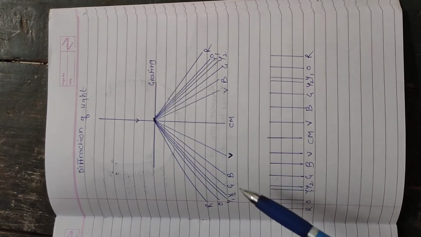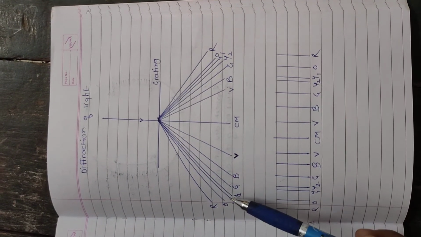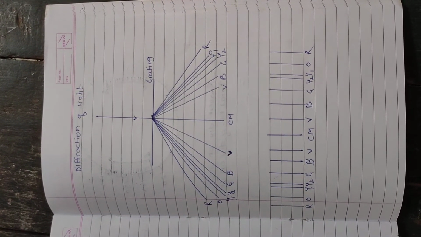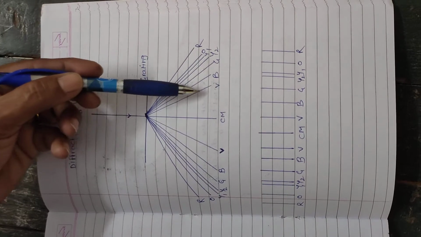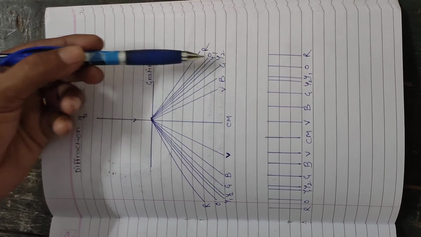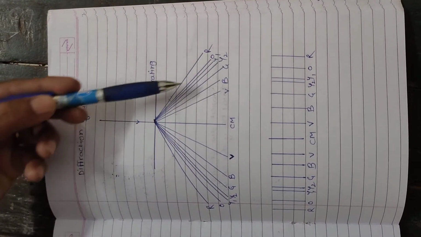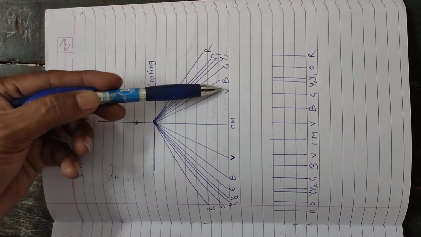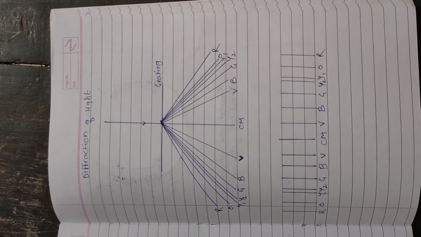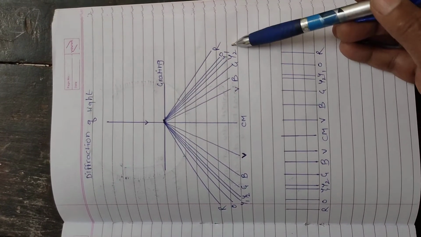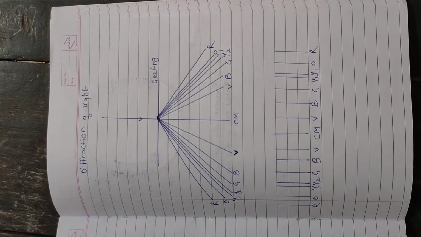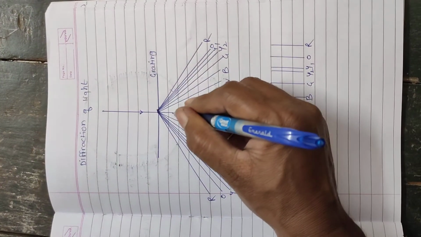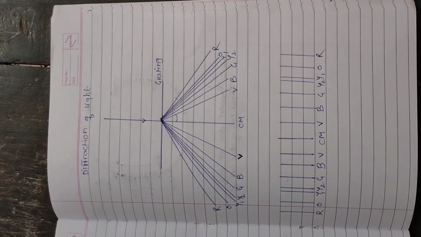Then on both sides of the central maximum you have first order maxima, that is first order secondary maxima, and in those first order secondary maxima you will have different colors diffracted at different angles, and you will get a spectrum starting from violet to red. So in this particular experiment, what we have to do is measure the angle of diffraction of white light like this.